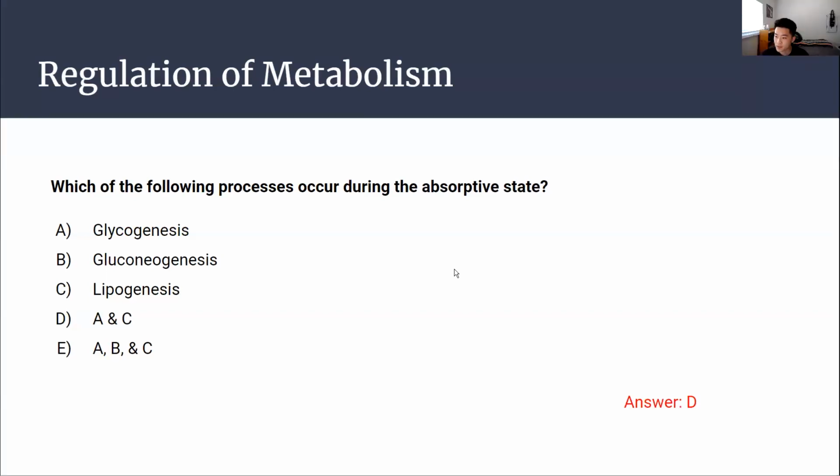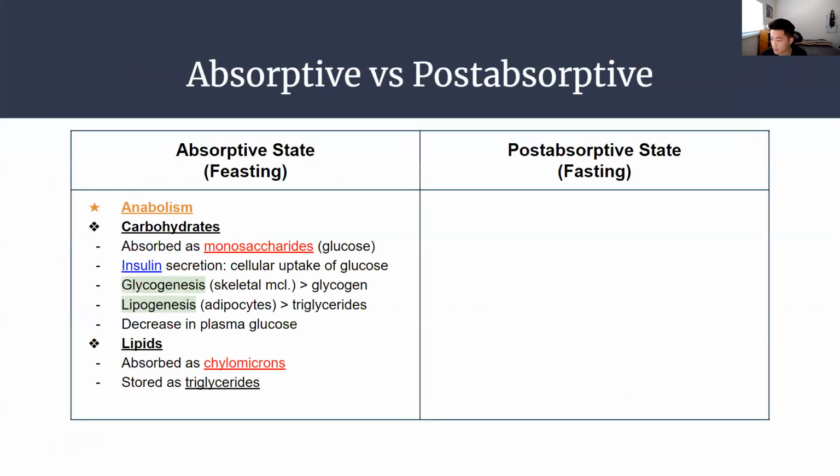Okay, so the correct answer is D, right? Lipogenesis and glycogenesis occur during the absorptive state. Gluconeogenesis occurs during the post-absorptive state. So the correct answer here is D, all right? We're gonna take a closer look at this.